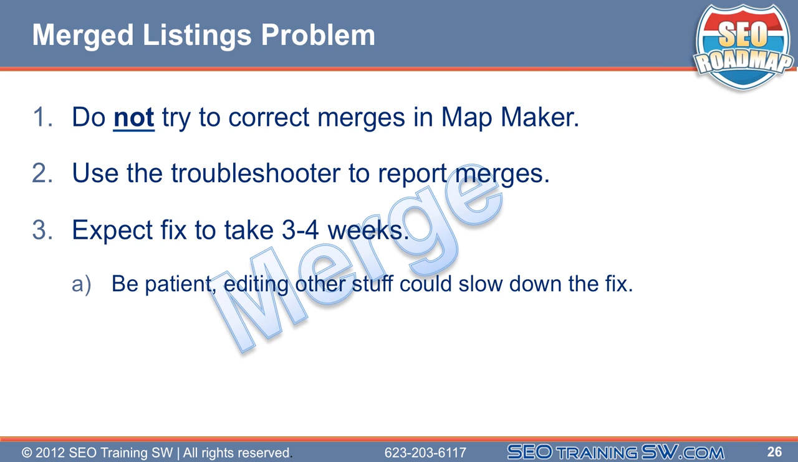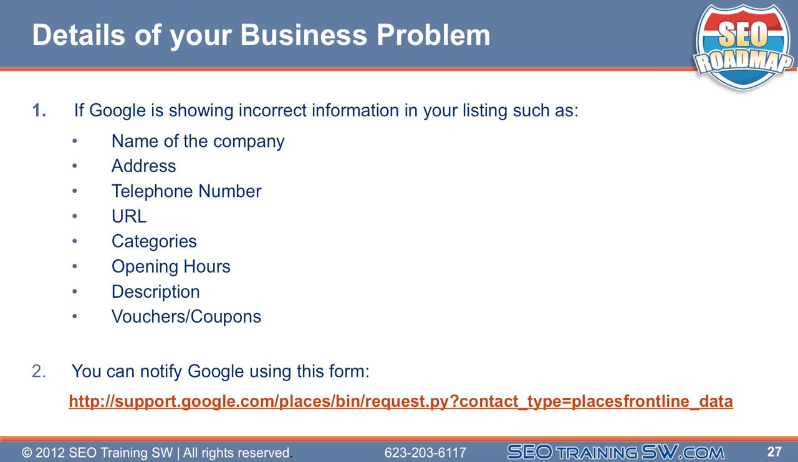Be patient. Any other stuff on your Google Places page, or going into your Google Plus page, could actually slow down the fix. This is something you need to be patient with. So it'll take about 3 or 4 weeks. All right, use Troubleshooter. And here's the form right here.